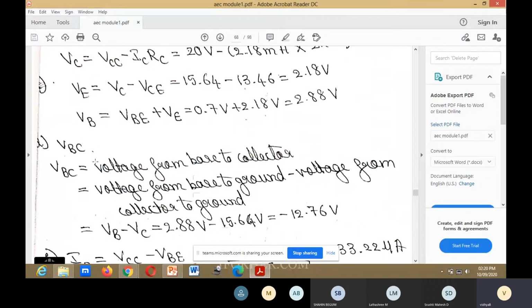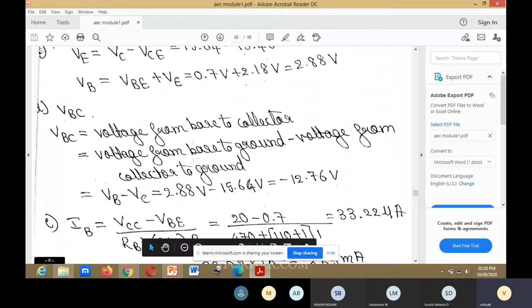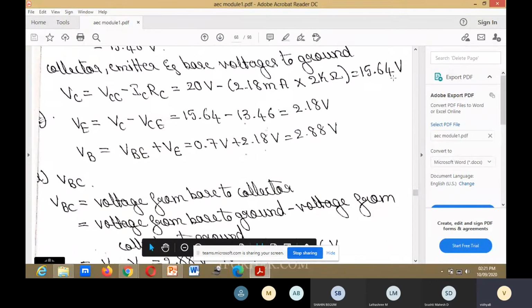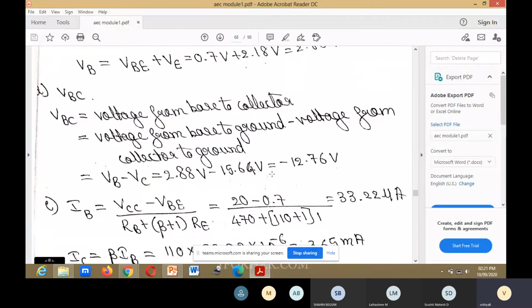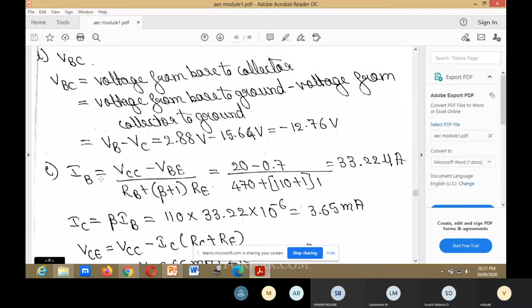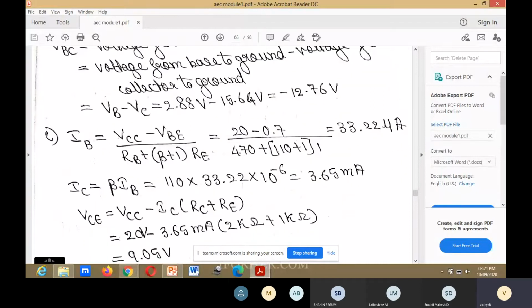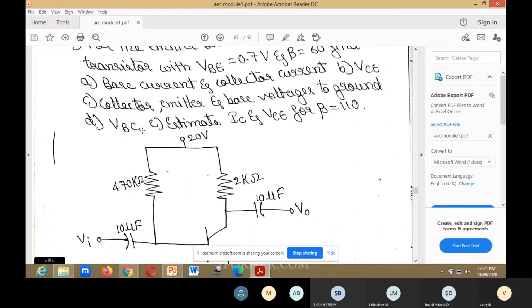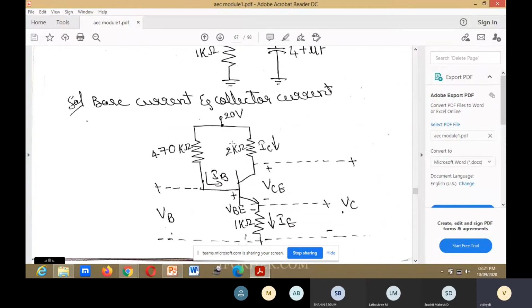Next, VBC. VBC is equal to VB minus VC. VB value is 2.88 volts minus VC value 15.64. Substitute, you'll get minus 12.76 volts. Next, they have asked to estimate IC and VCE for beta equal to 110.